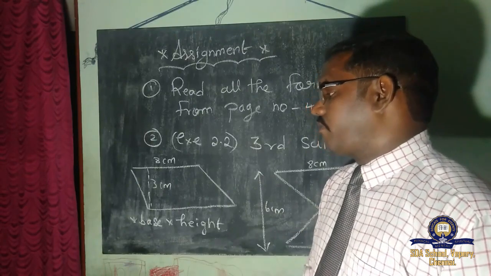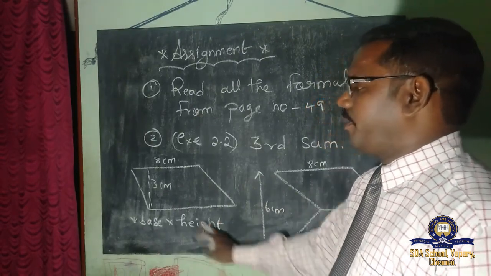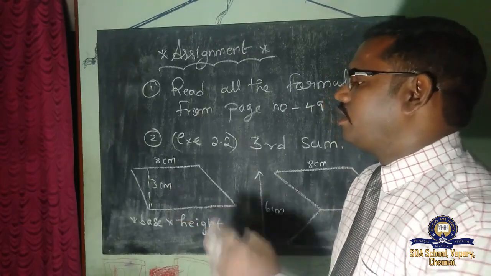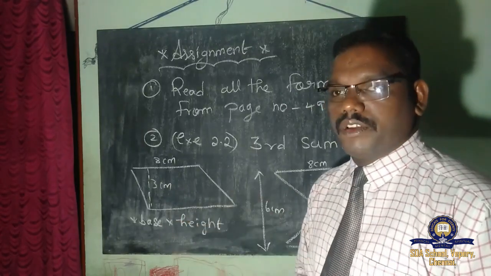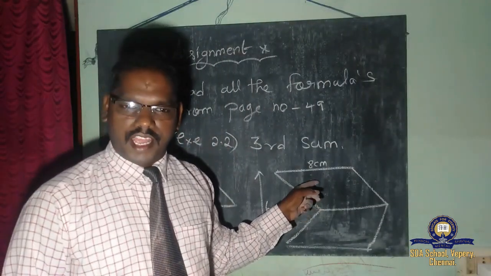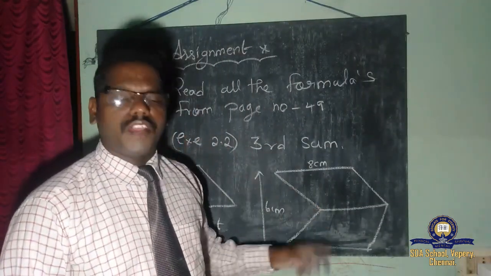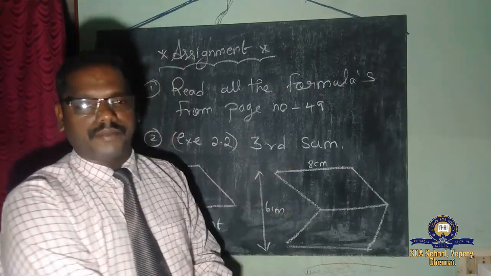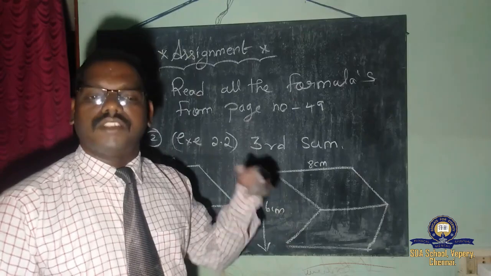So what is the answer? What is the formula first? Base into height. So base is 8 centimeter, height is 3 centimeter. So 3 into 8 are 24. So area of the first parallelogram is 24 centimeter square. Then we have to multiply by 2 to find out the area of the whole figure. Okay, this is the assignment of this day.